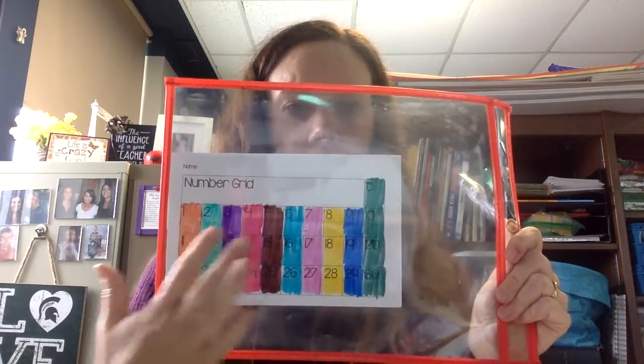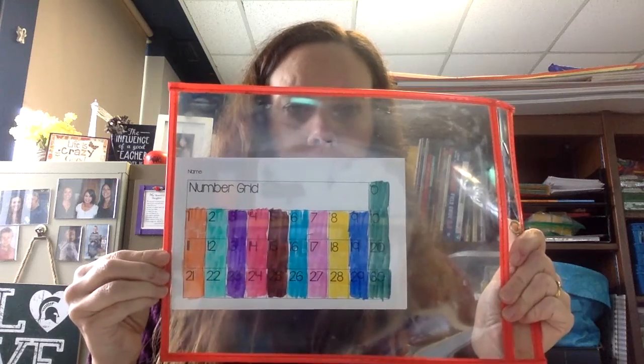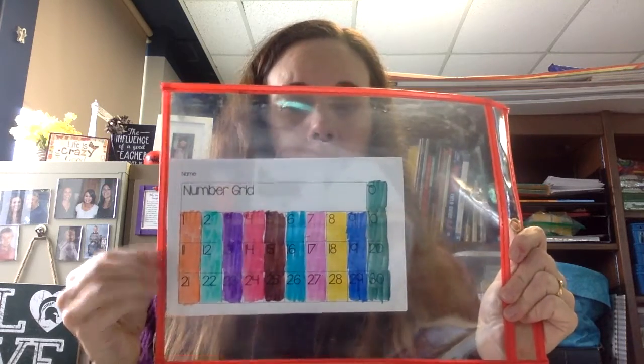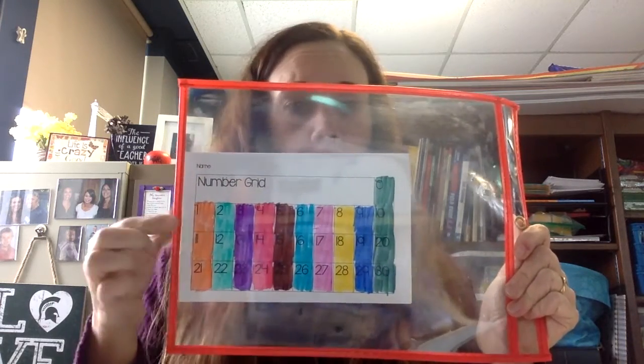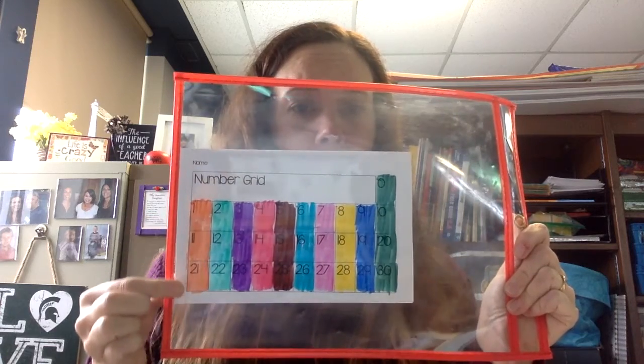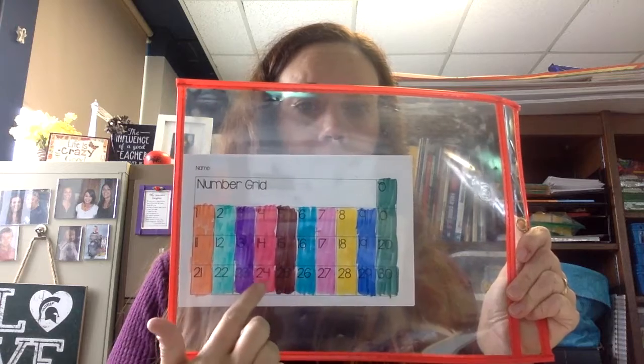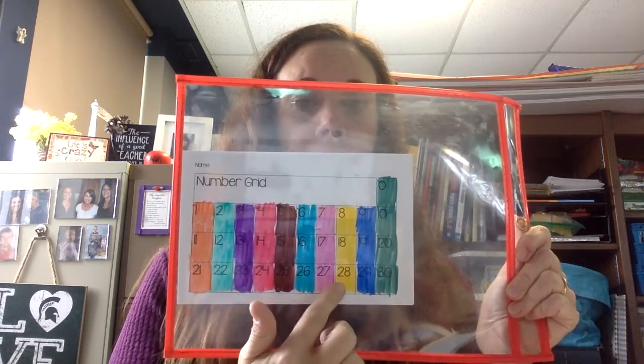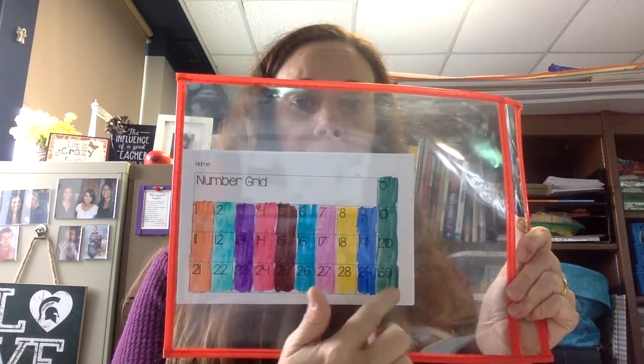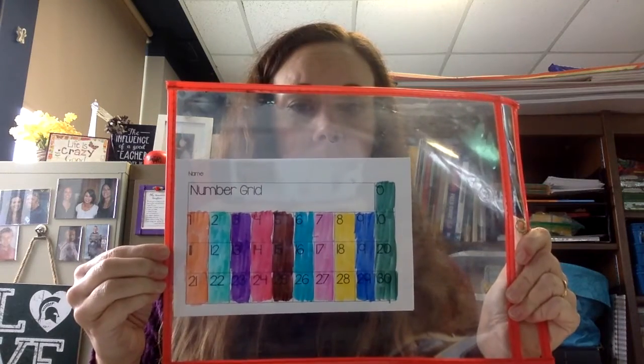So now I have filled in all of my number grid. And it looks like a beautiful rainbow. And also it helps me notice my patterns here. These all end in 1s, 2s, 3s, 4s, 5s, 6s, 7s, 8s, 9s, and 0s.